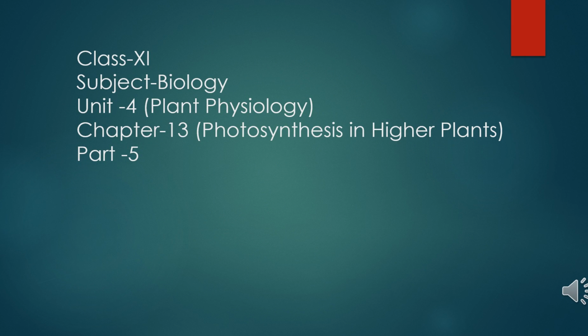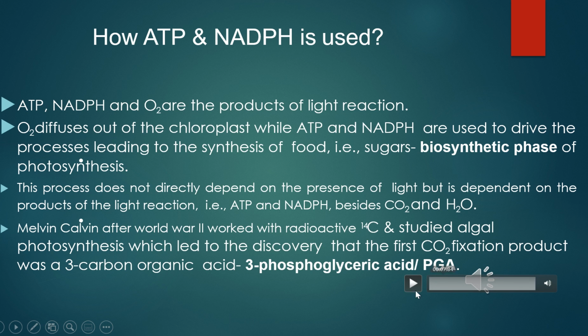Hello students. So you all know that our chapter photosynthesis in higher plants is going on. In the earlier lecture we studied about the formation of ATP and NADPH. Now we'll study where ATP and NADPH are used. And next is the primary acceptor of carbon dioxide and the Calvin cycle. So we'll study about how and where ATP and NADPH are used.